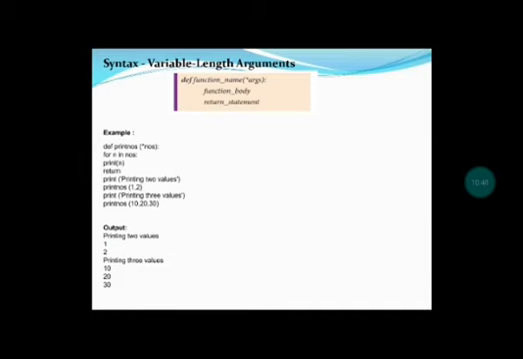In previous arguments we have used the syntax without the star. But in variable length arguments, in the parameter we have to use the star. Let us see the example for this one. Def print numbers of star NOS. NOS is a parameter. Before the parameter we have given star.